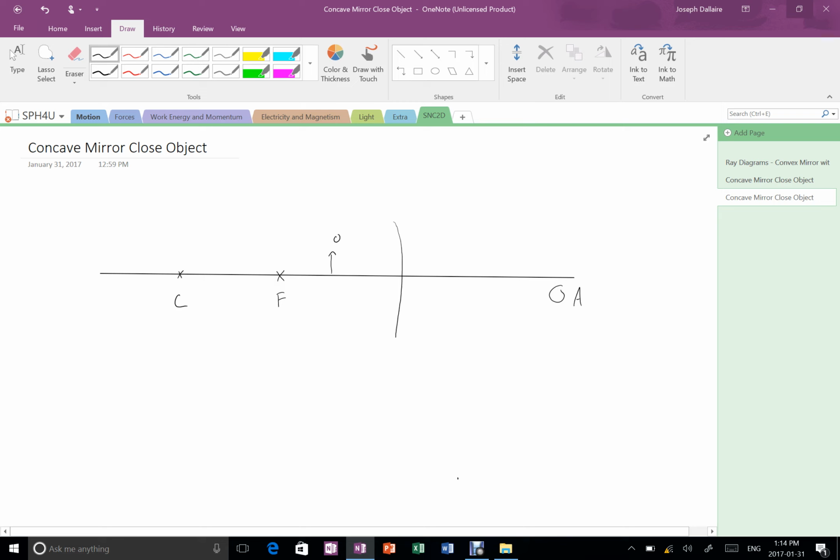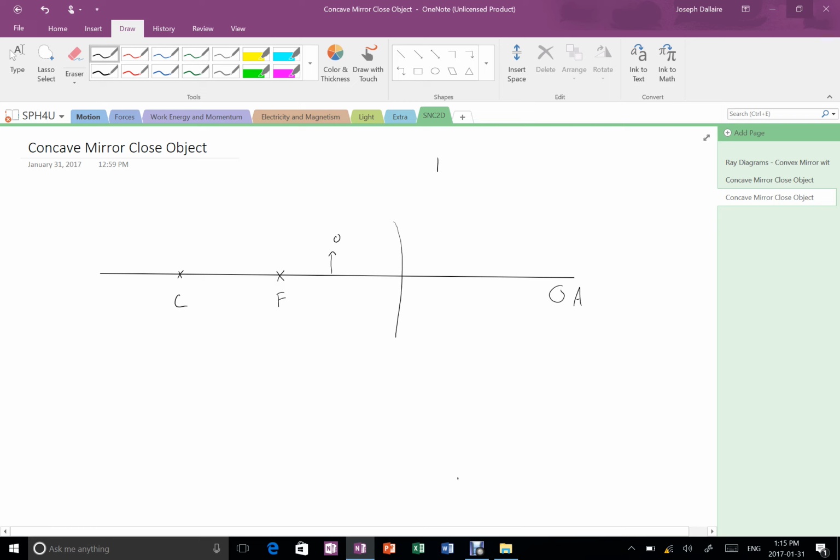And for this ray diagram, we're going to do our standard 3 rays. We're going to look at where the first two meet. We're going to use that to predict what kind of image somebody looking at this would see. And then we're going to do the third ray to confirm the location of that image.